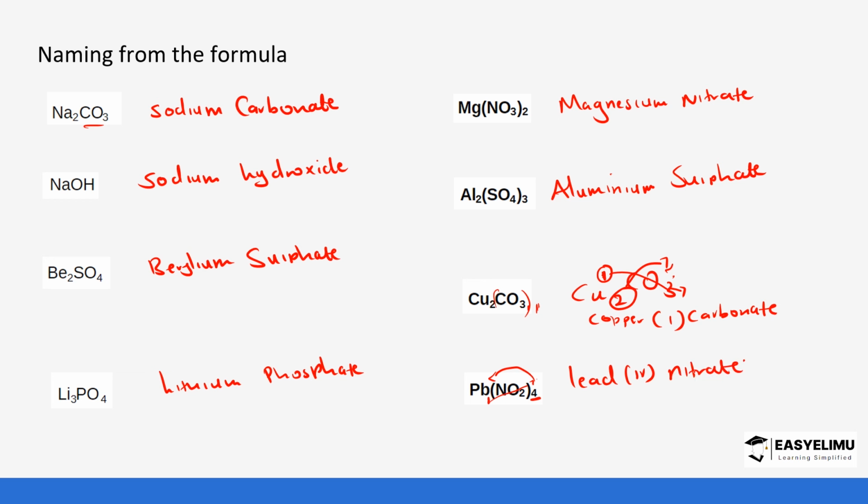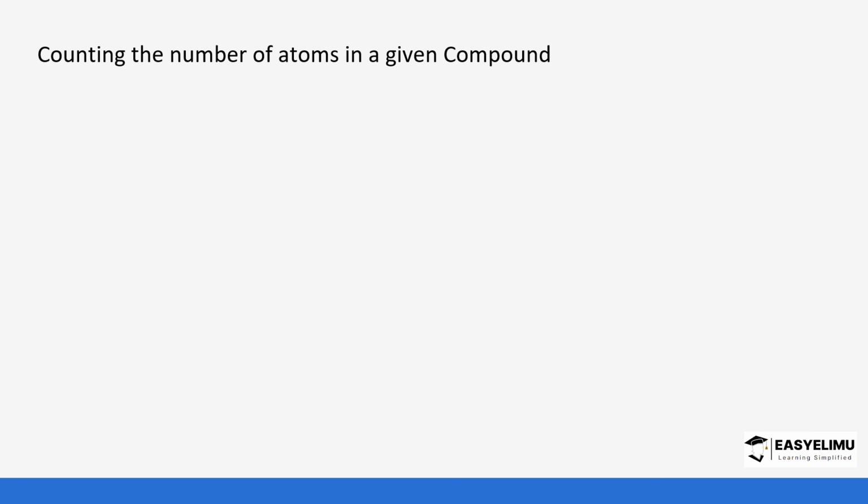So next, counting the number of atoms in a given compound becomes very crucial because you're going to need this when we start balancing. So let's count the number of sodiums. Sodium, we have 2 atoms. Carbon, we have 1 atom from our 1 that is here. And oxygen, we have 3 atoms, as you can see. For sodium hydroxide, you can see sodium is 1 from the formula. Oxygen is also 1 and hydrogen is also 1.